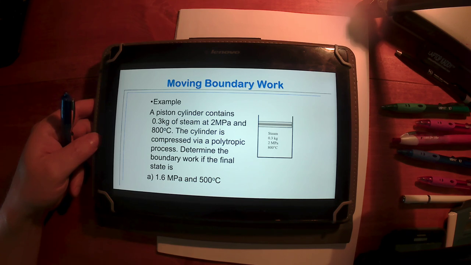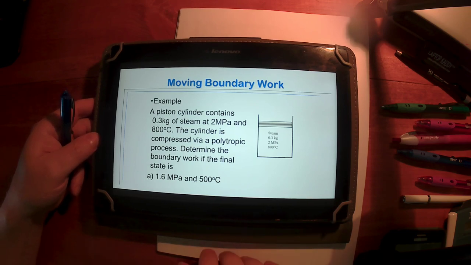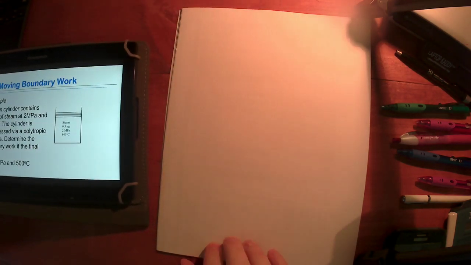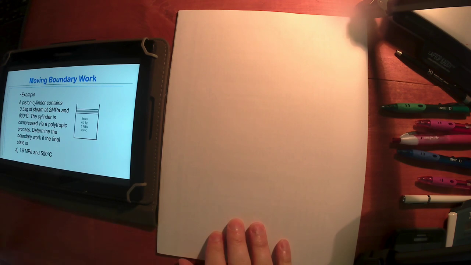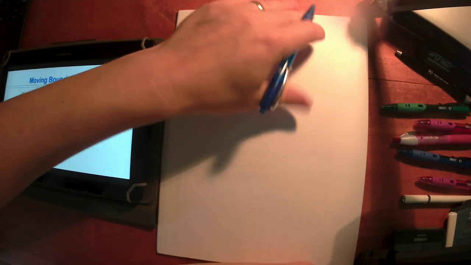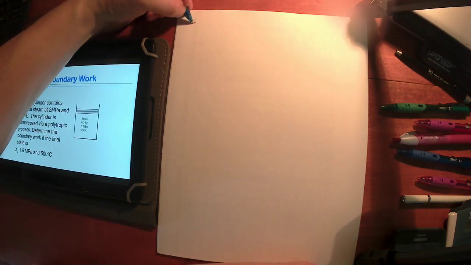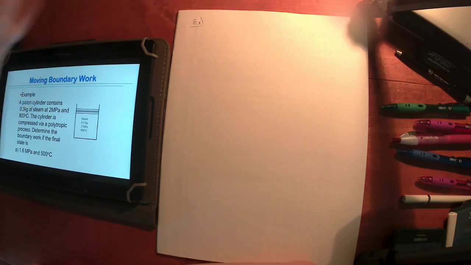This is more difficult than something I would put on an exam. With that said, I have and will put a polytropic on the exam. That's not what makes this one difficult. So let's just dive into this one and see what the challenges are. Just like any other problem that we're trying to solve, we've got to know what we are looking for.